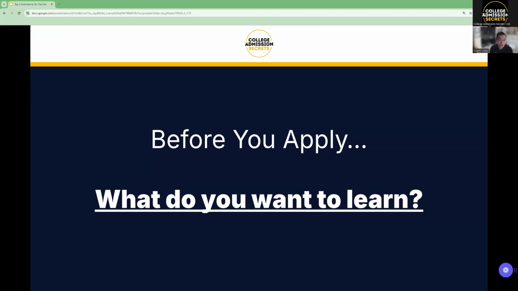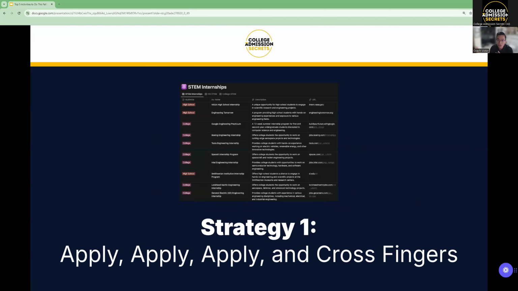And to be intentional about it will increase the amount of learning potential that's there. So let's go into a few strategies. The first strategy that many folks are doing right now is to apply, and then cross your fingers. I do have a list of, we're going to talk about some freebies at the very end in terms of what kind of internships you might be able to be applying to.